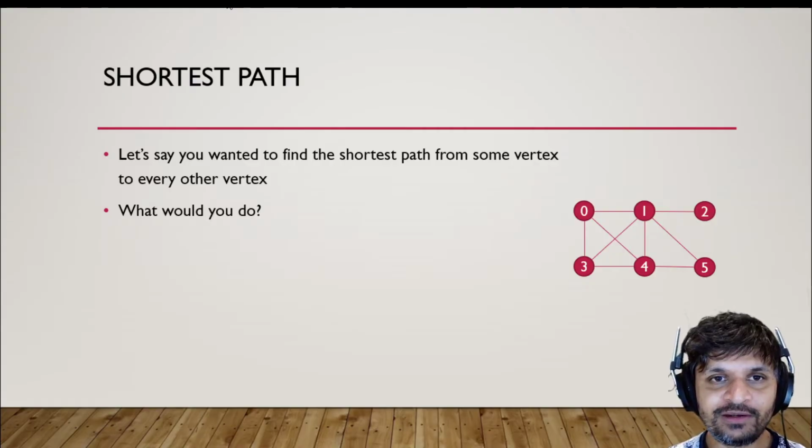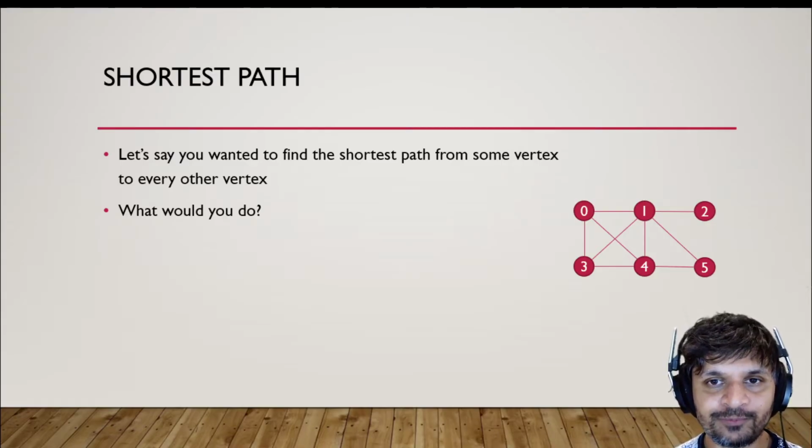Okay, so let's first define the problem. You guys have been busy with the snake game, so you've probably looked at shortest path algorithms a little bit. But let's say what you wanted to do was find the shortest path from some vertex in a graph to every other vertex. So if we look at the graph over here, perhaps what we want to do is find the shortest path from vertex 0 to every other vertex, or from vertex 1 to every other vertex.